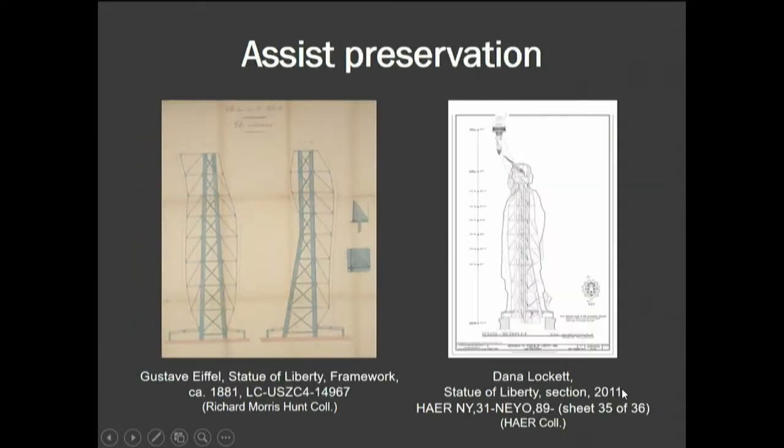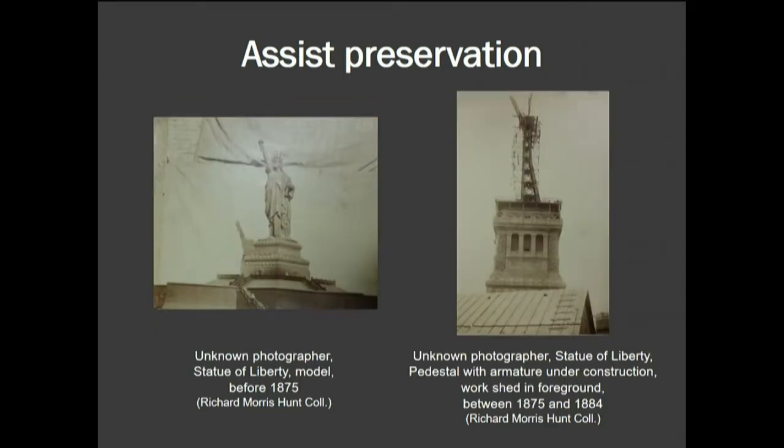The next example is the Statue of Liberty. Kathleen was talking about it. In 2011, they did the HAER survey for the Statue of Liberty. But from the Richard Morris Hunt collection, we do have Eiffel's structural drawing. So it's a beautiful historical document. The Hunt collection also includes photos of the model. And by the way, Richard Morris Hunt was the designer of the Statue of Liberty pedestal, so he has all the documentation and this framework photo.